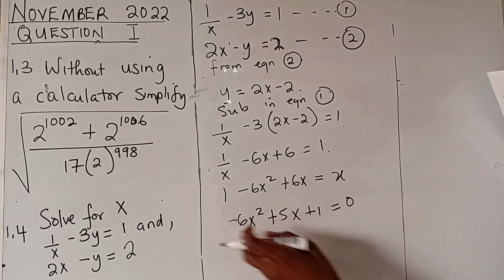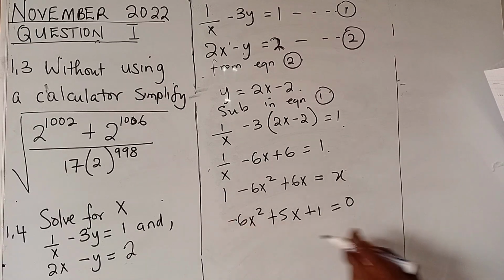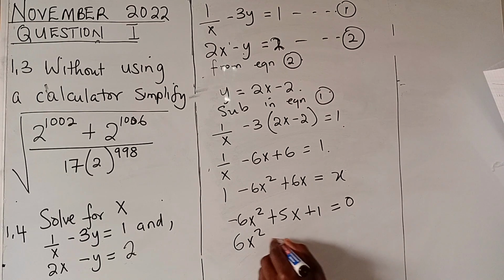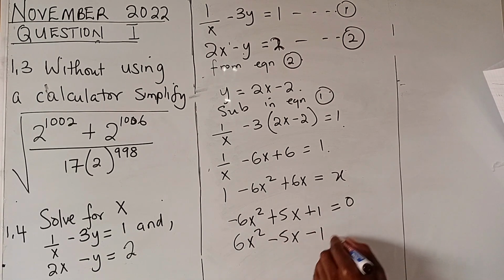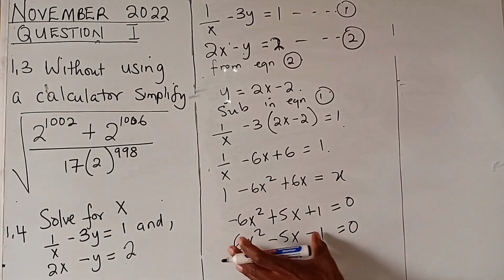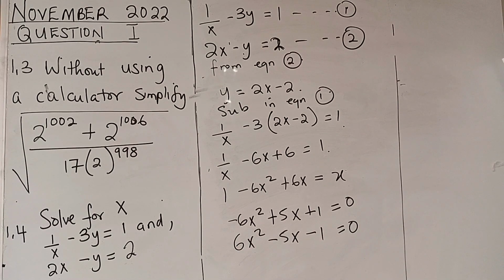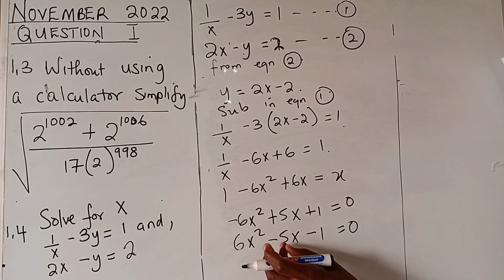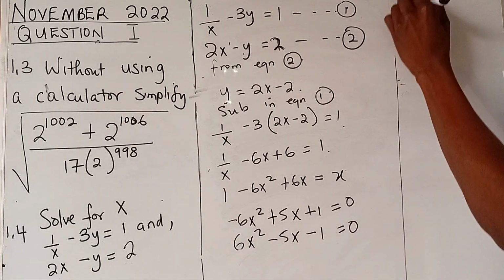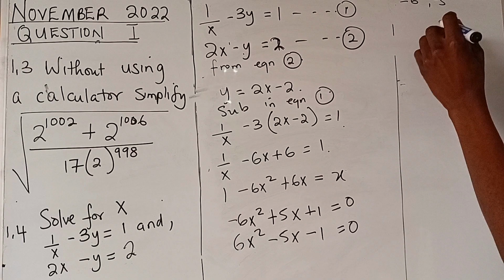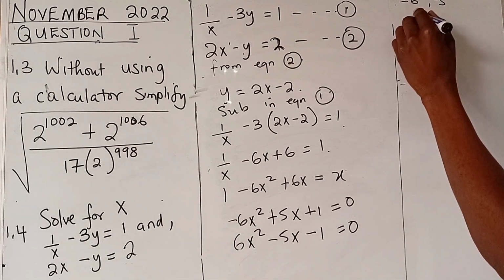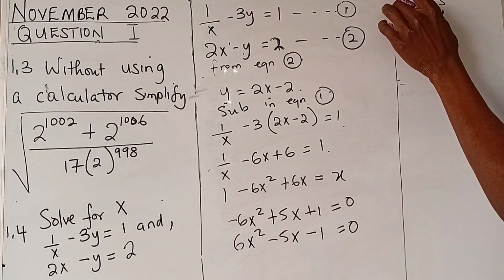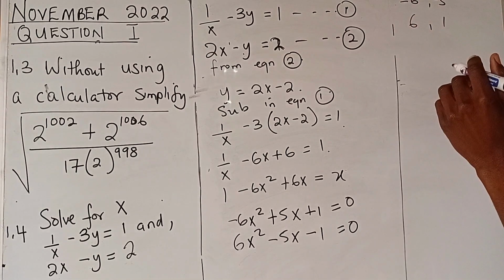So from here, what do we do? I can multiply everything by a negative, which will give me an expression like 6x squared minus 5x minus 1 is equal to 0. So now we want to solve for x here. We look for factors of negative 6. Remember this product, negative 6 and minus 5. Obviously, those factors are 6 and 1, because we are looking for two numbers that if we multiply, we get negative 6, and if we add, we get minus 5.